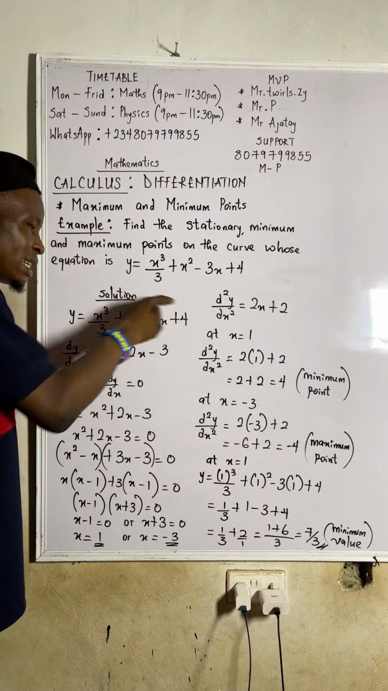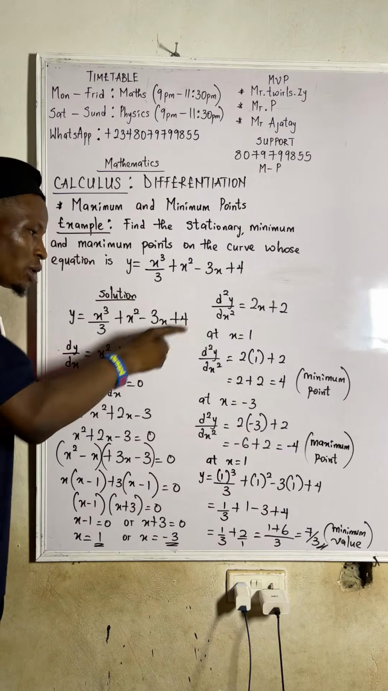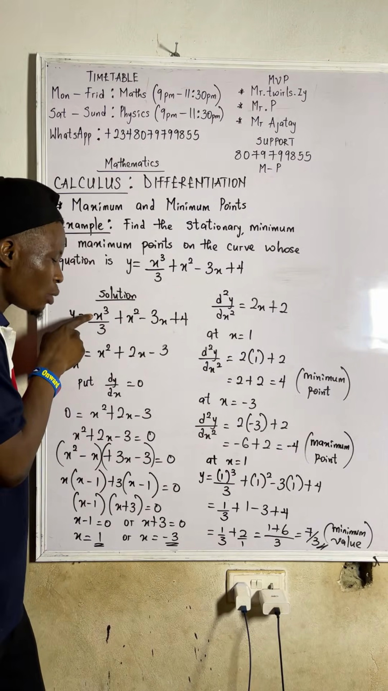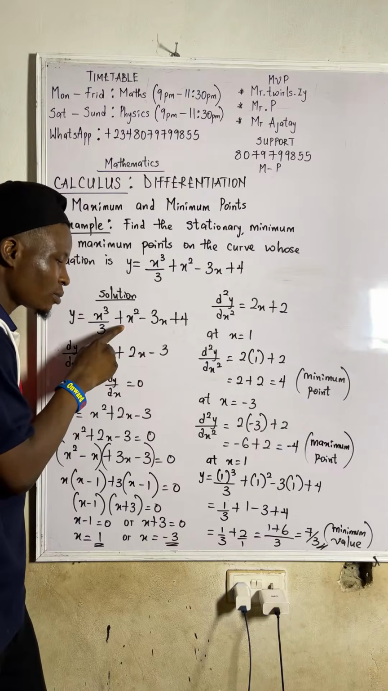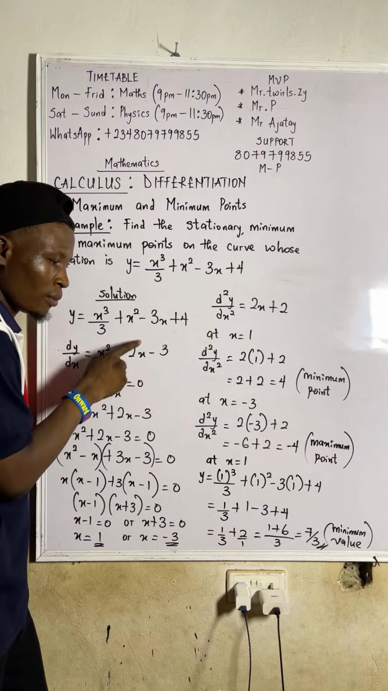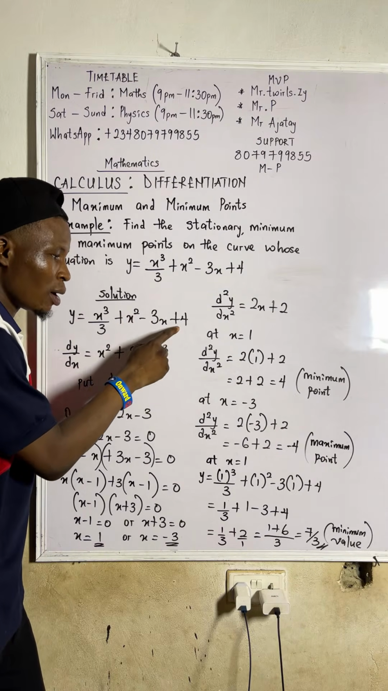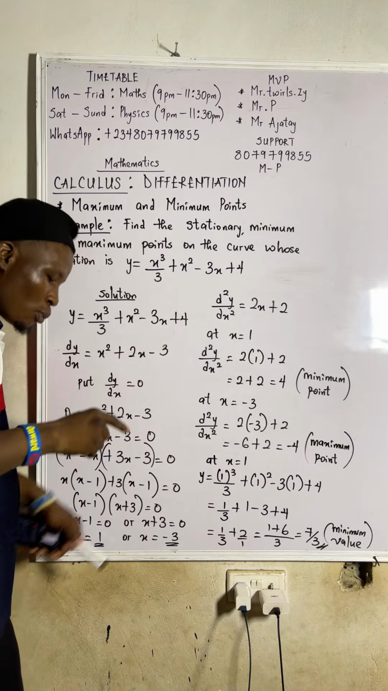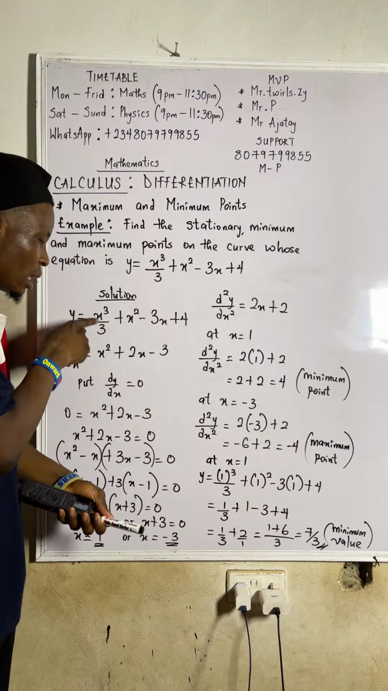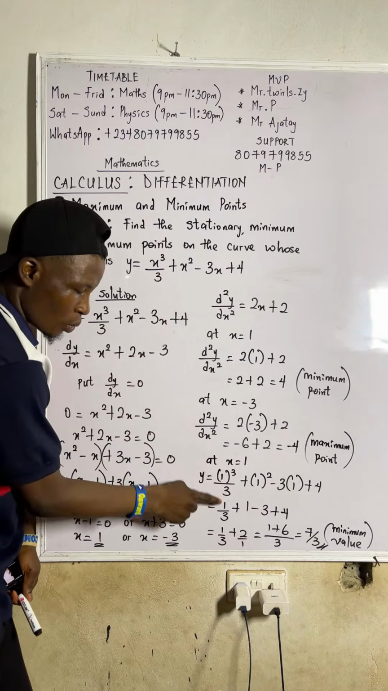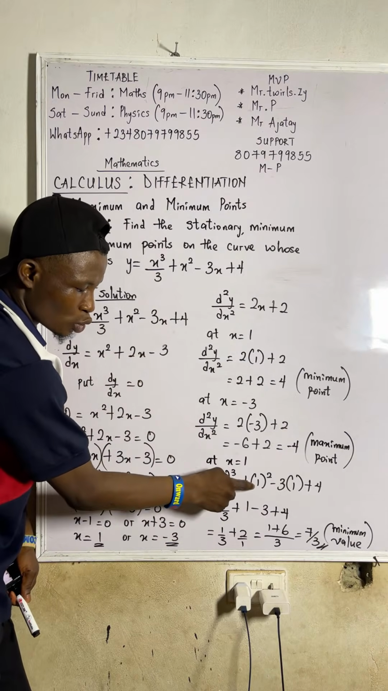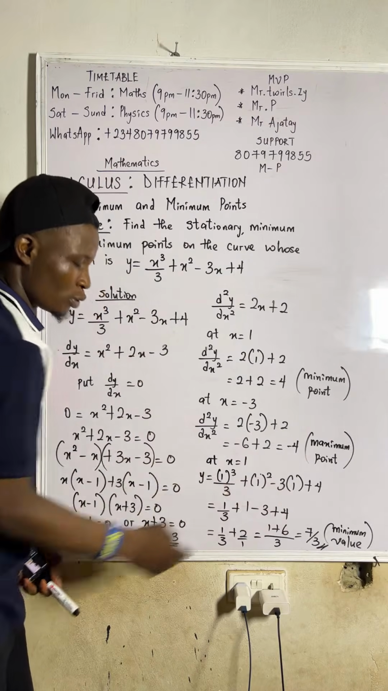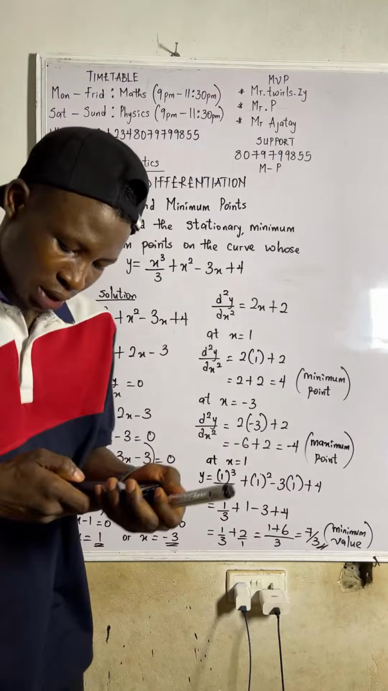It will be inside the question back. You will return inside the question. So anywhere I see x, I'll put what? 1. This will now be 1 cube over 3 plus 1 square minus 3 times 1 plus 4. That is what you're having. Anywhere I see x, I'll put 1. 1 cube is 1, so that is 1 over 3. Then plus 1 square is still 1. Then minus 3 times 1 is 3. Then plus 4.